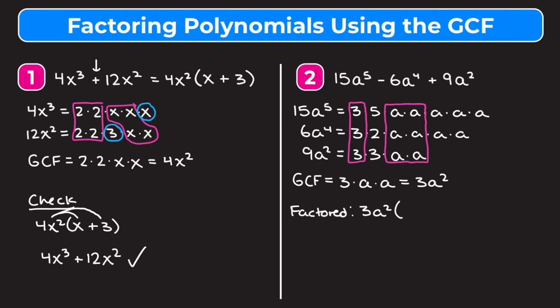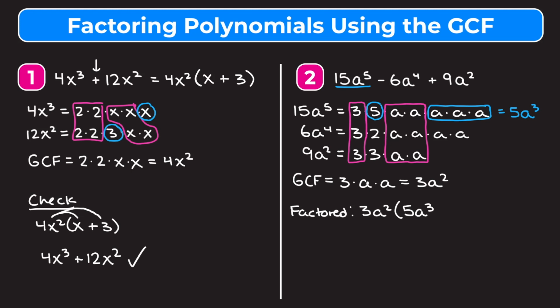So for the 15a to the 5th, we're going to look at what's left. What did we not circle when we were finding the greatest common factor? So we didn't circle the 5 and these 3 a's, so we'd be left with 5 times a to the 3rd. So we're going to put a 5 times a to the 3rd in here.